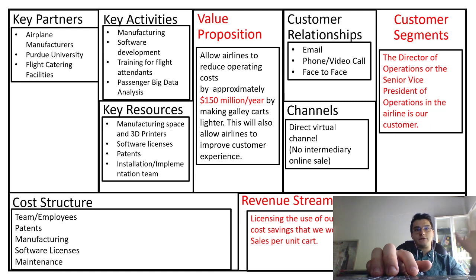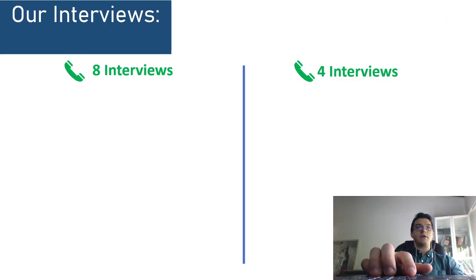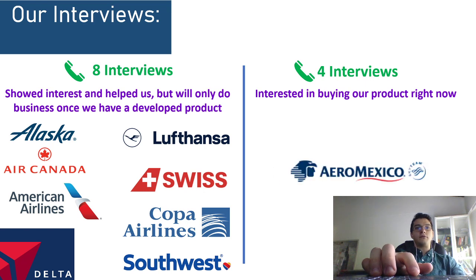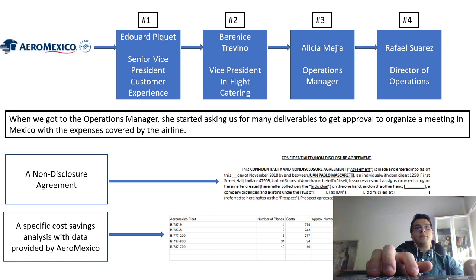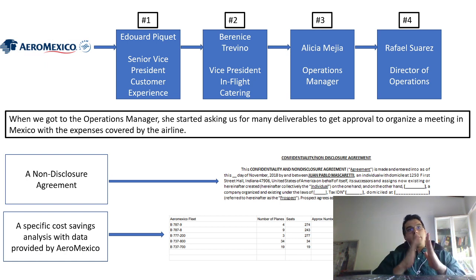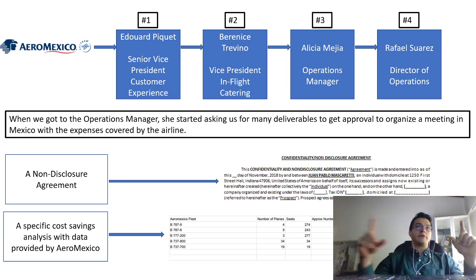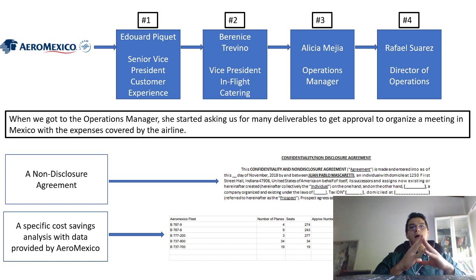This again was just an assumption. We were testing strategies and trying to use this canvas to then move on, right? Okay, so as we mentioned, there was one company that was interested in buying our product right now. That was Aeromexico, right? And here we had 4 stages. First we talked to the senior vice president of customer experience. Then we talked to the vice president of in-flight catering. Then we talked to the operations manager, and then the director of operations. So that was a 4-step series.